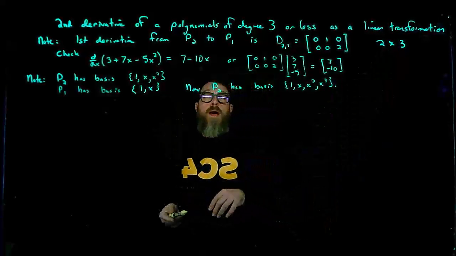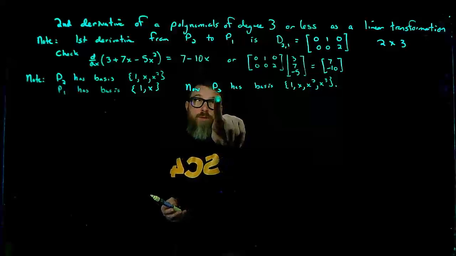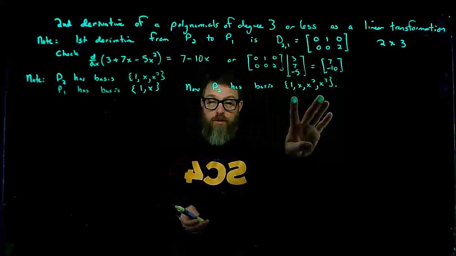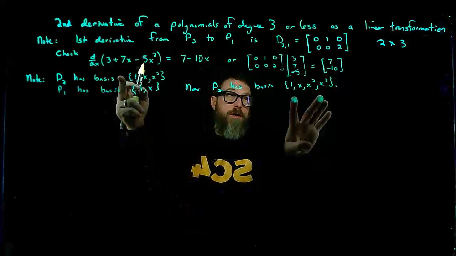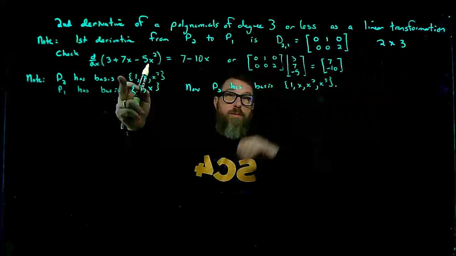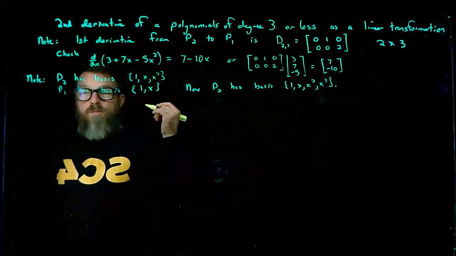Now, when I'm doing this derivative of P3, this is a 4-dimensional vector space, and it's going to drop down to a 3-dimensional vector space. So I'm expecting a 4 by 3 matrix. So we'll see this when we come back. All right, so let's do that.